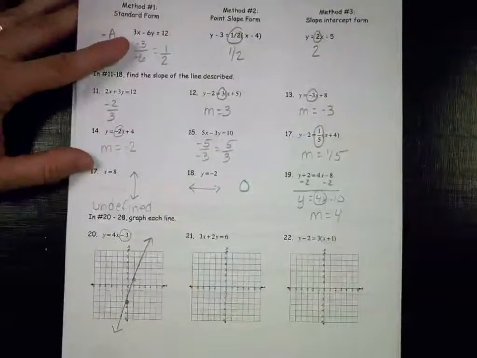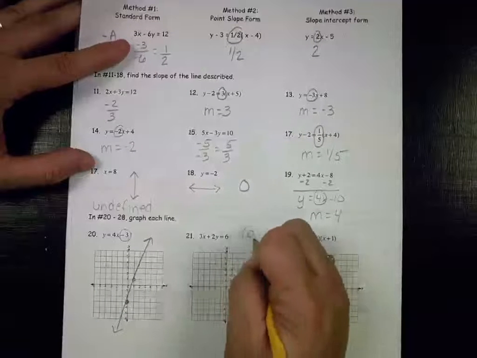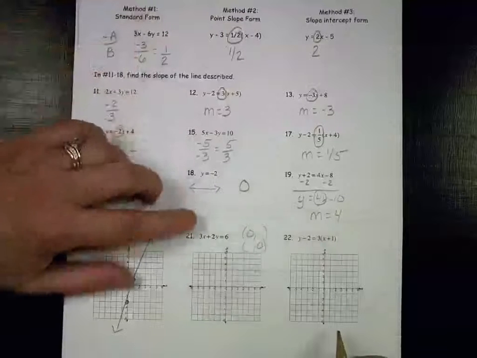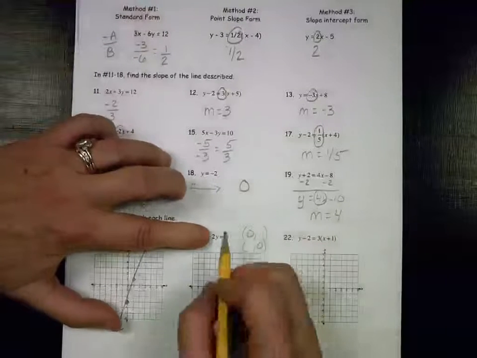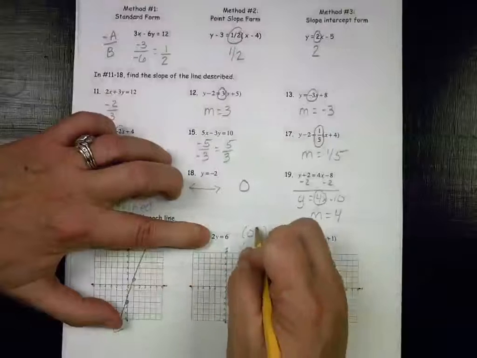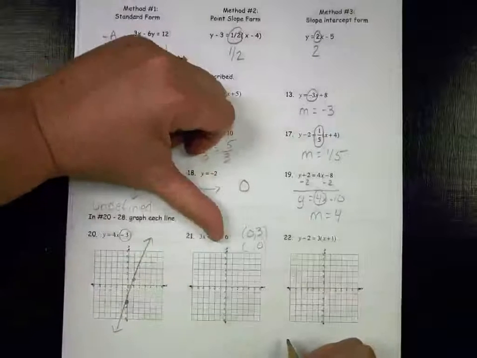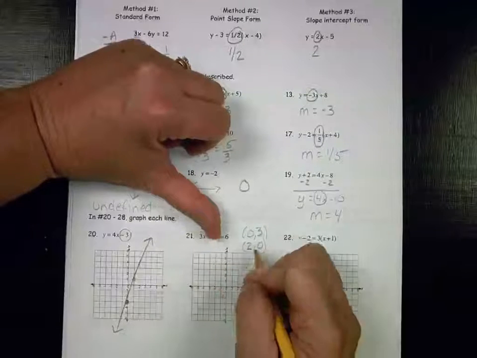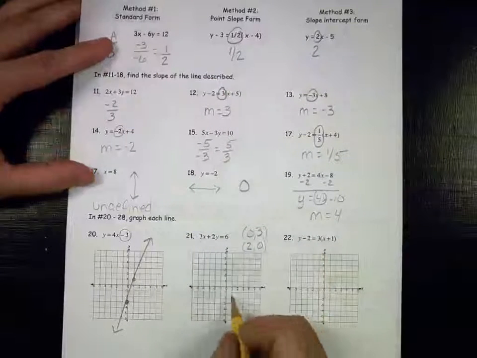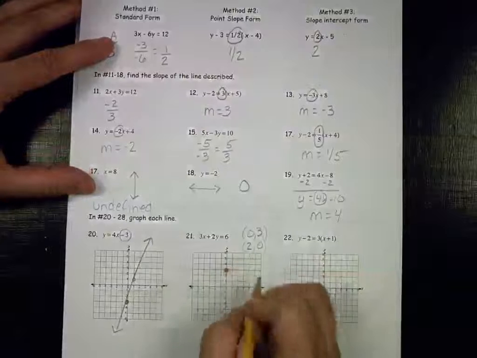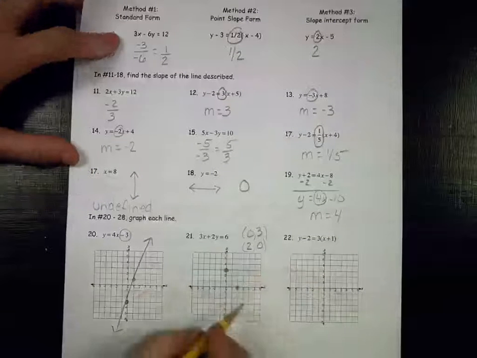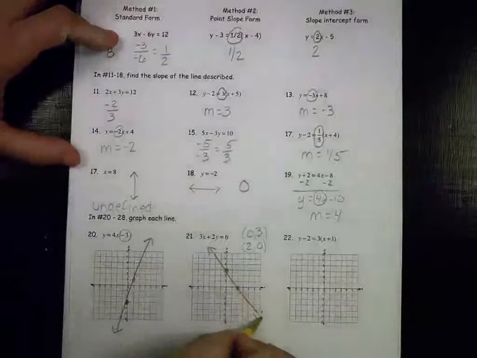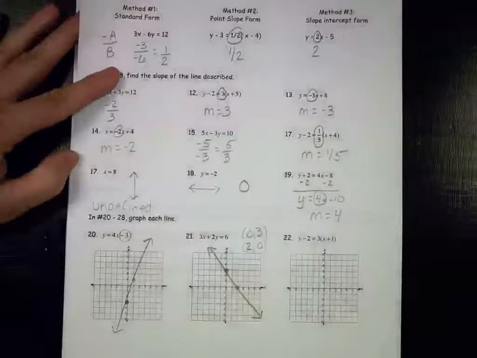Number 21, this is standard form. This is when you do that 0, 0 thing. If x is 0, 6 divided by 2 is 3. And if y is 0, 6 divided by 3 is 2. So we have 0, 3, 2, 0. And your line looks something like that.